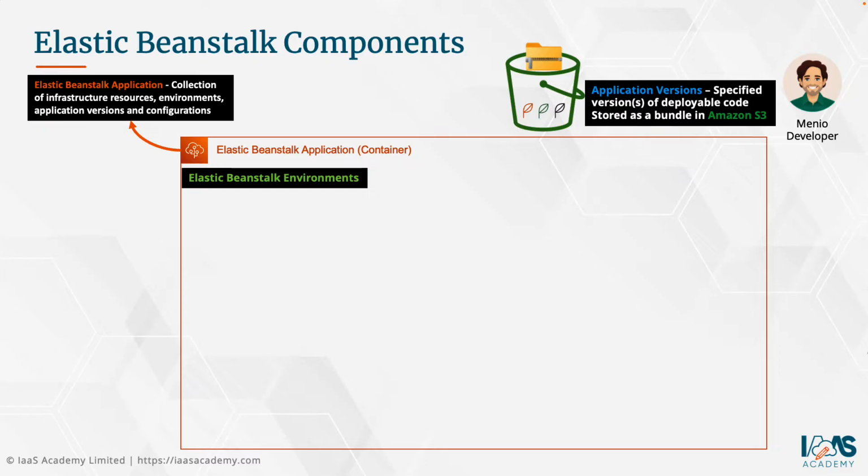Now, this S3 bucket is linked to your Elastic Beanstalk application. Okay, so when you create your Elastic Beanstalk application and you upload your code, an Elastic Beanstalk bucket is created if one doesn't already exist to support and host the application code.